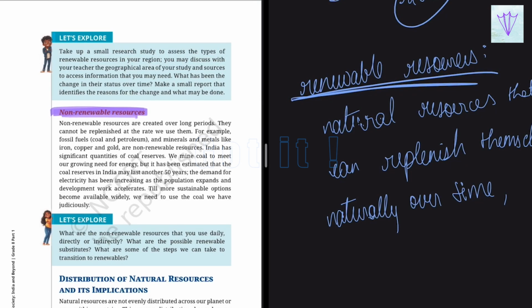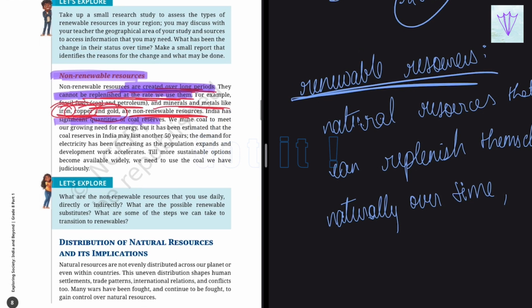So the non-renewable resources are created over long periods. So these are also created over long periods, but they cannot be replenished at the rate we use them. So these cannot be replenished. For example, fossil fuels, coal and petroleum, and minerals and metals like iron, copper, and gold are non-renewable resources. And India has significant quantities of coal reserves.